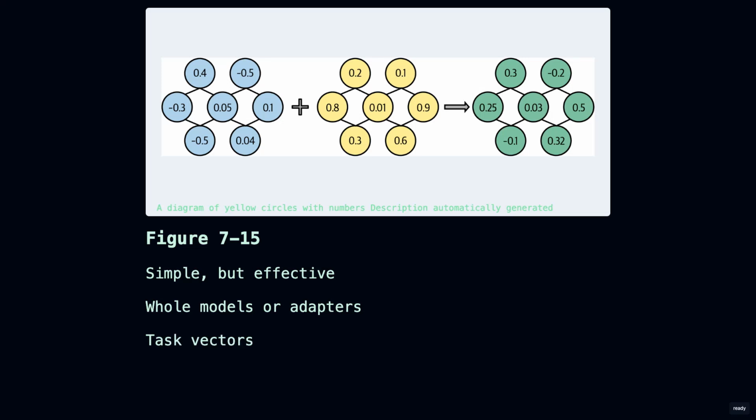When models share a base model, the difference between the fine-tuned model and the base model can be treated as a task vector. That makes merging more interpretable because you are combining the learned task changes rather than the whole model blindly.